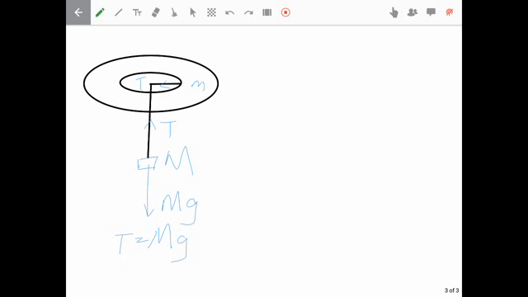So actually, the capital Mg should be the same value as the centripetal force for the lowercase m, right? Okay, so then the centripetal force for lowercase m is mv squared over r. That should equal Mg, right?